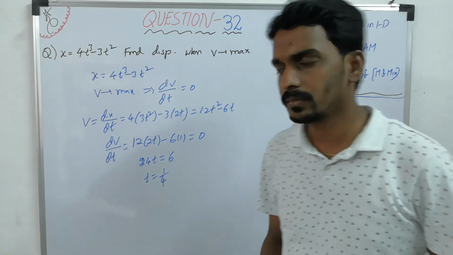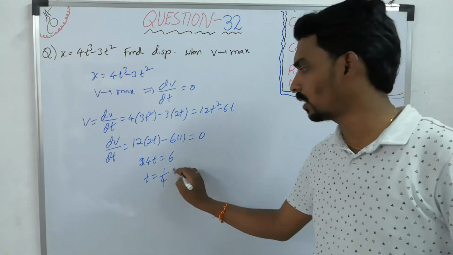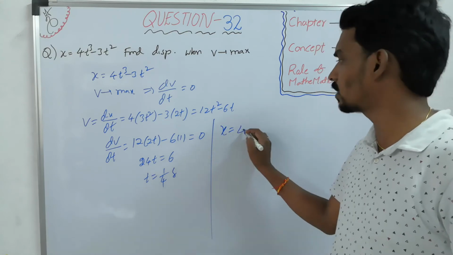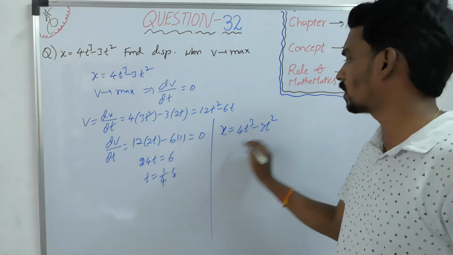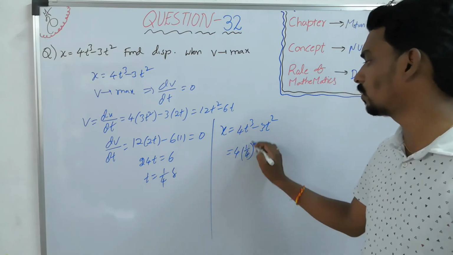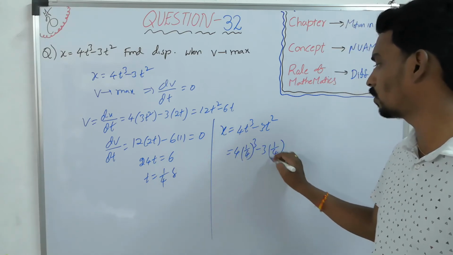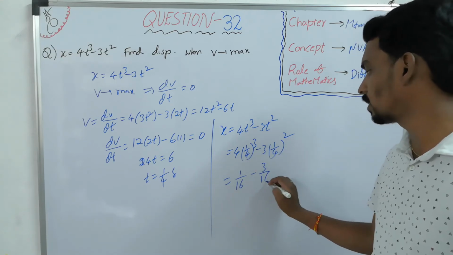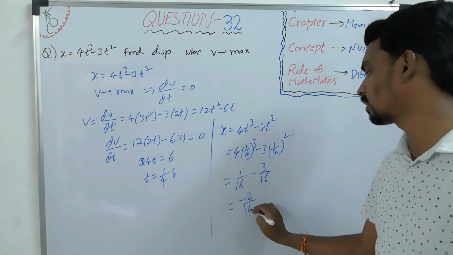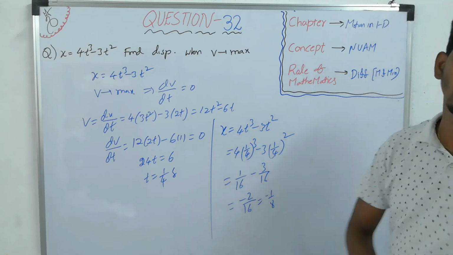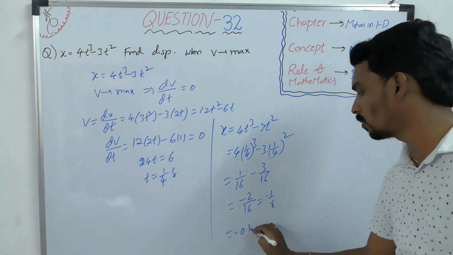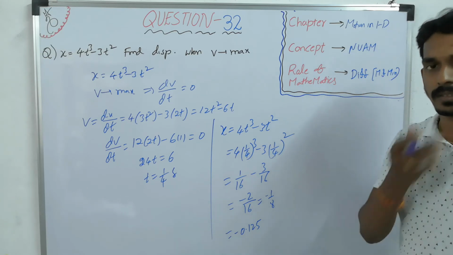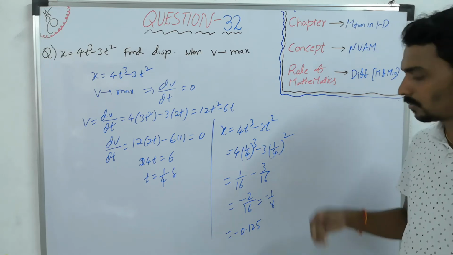At what time is the velocity becoming maximum? At 1 by 4 seconds. So at this instant they are asking the displacement. x equals what? 4t cube minus 3t square. Substitute: 4 into 1 by 4 whole cube minus 3 into 1 by 4 whole square. So 4 into 1 by 4 cube is 1 by 16, minus 3 by 16, equals minus 2 by 16, that is minus 1 by 8, or else minus 0.125.